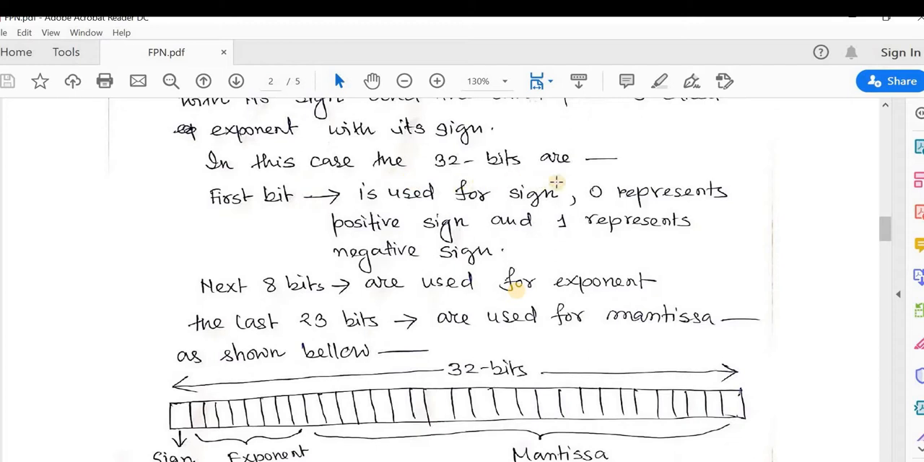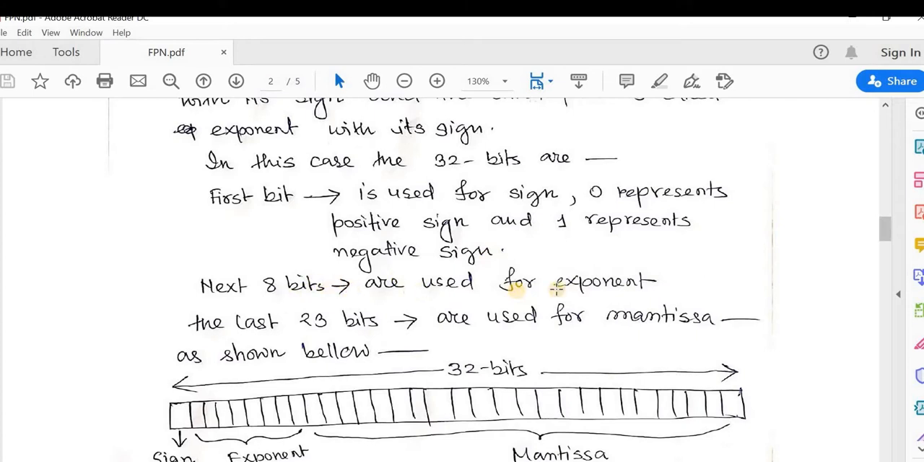So in this case, of the 32 bits, the first bit is used for sign. 0 represents positive sign and 1 represents negative sign. If the number is positive, the first bit will be 0, and if negative, it will be 1. Keep this in mind. The next 8 bits will be used for the exponent.